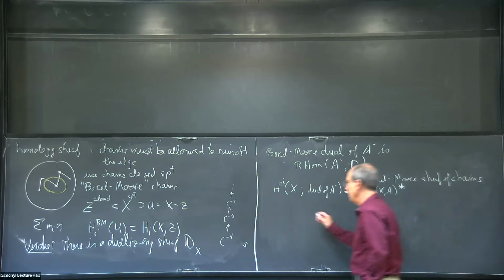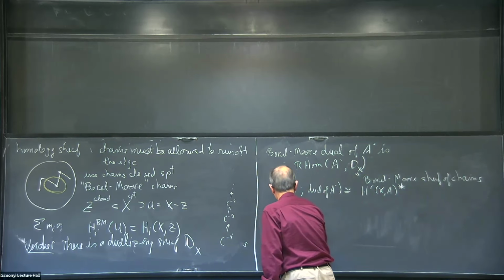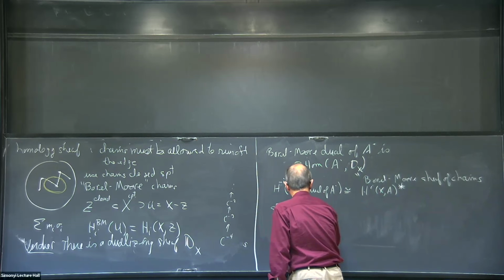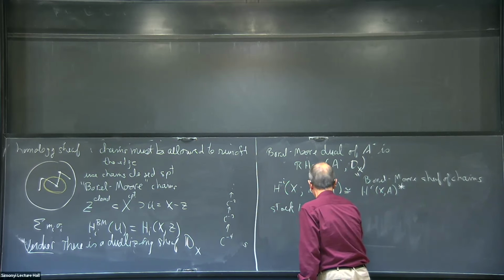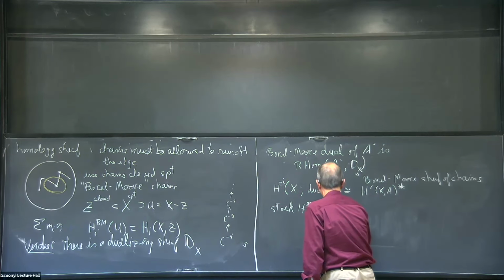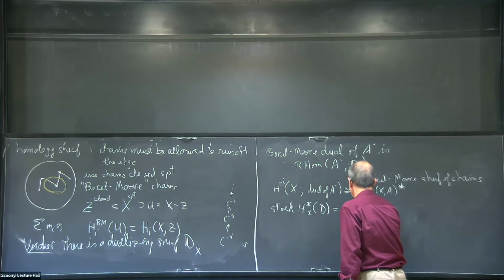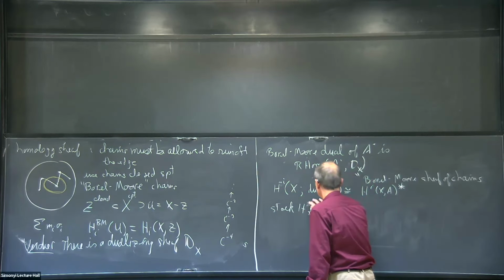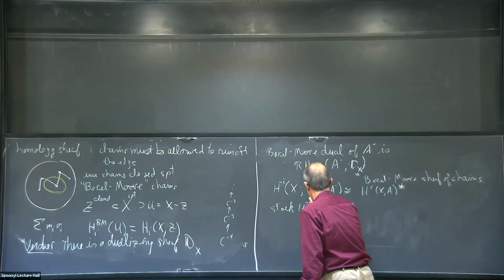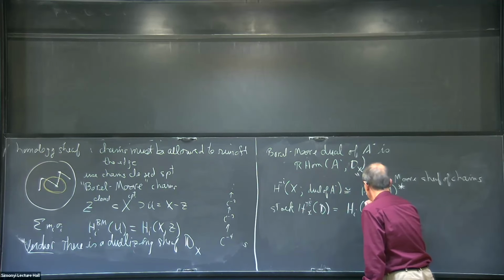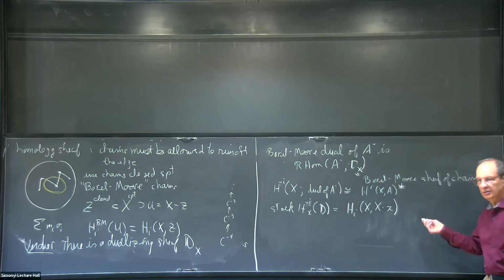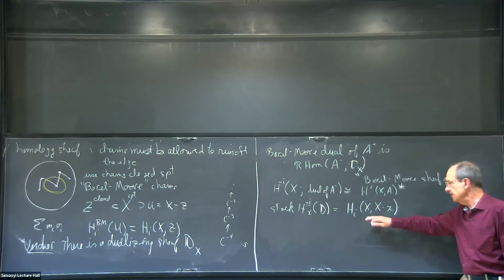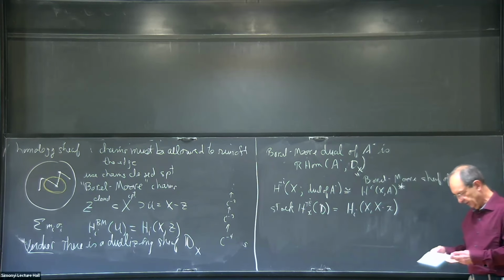So the stalk cohomology of the duality sheaf is H. So H upper minus i is H_i of X, X minus x. This is called the local homology. The local homology of the space is the stalk cohomology of the dualizing sheaf.